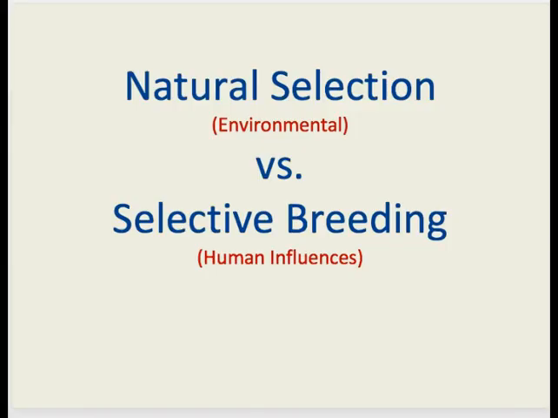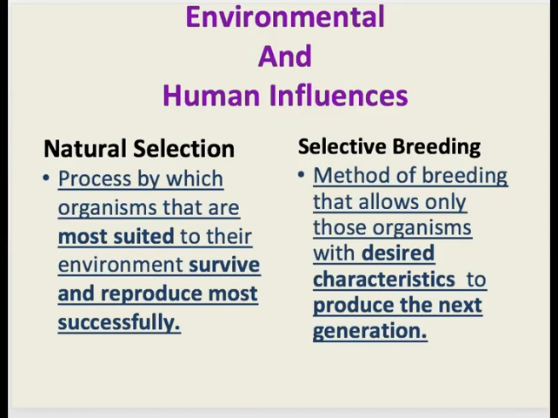All right, ladies and gentlemen, this one is natural selection versus selective breeding. Selective breeding is also called artificial selection because the selection was made artificially, not naturally. Big idea. Natural selection is a process by which organisms that are most suited for the environment survive and they reproduce. This is nature, no human interference. On the opposite side, selective breeding, or artificial selection, is a method of breeding that only allows desired traits to be produced in the next generation, or is chosen for artificially, and it is done by humans.